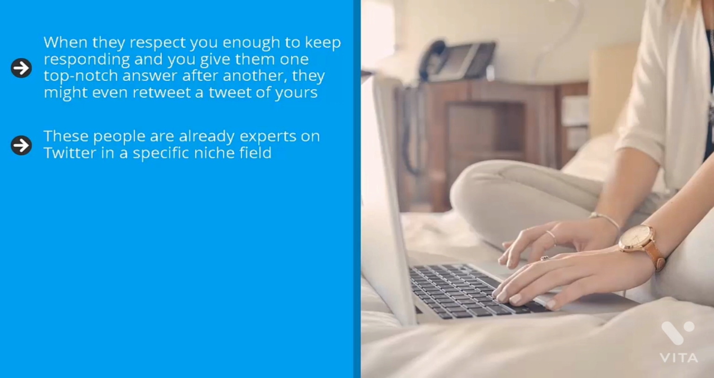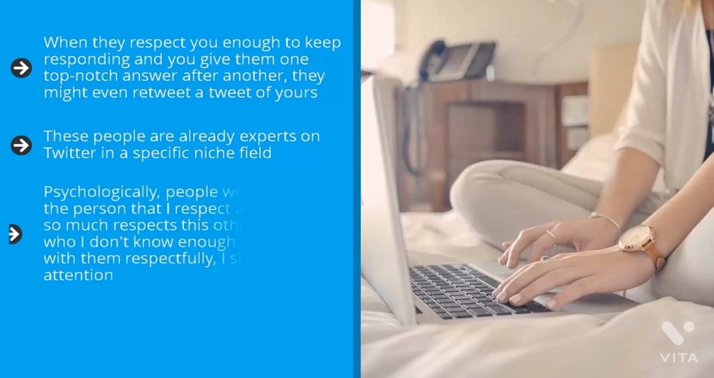These people are already experts on Twitter in a specific niche field. This means that they have attracted people who consider them authorities. When they engage with your content to the point that their followers see your brand and your content, you get access to that audience. Psychologically, people would see that the person they respect and admire so much respects this other person, who they don't know enough to engage with, respectfully.